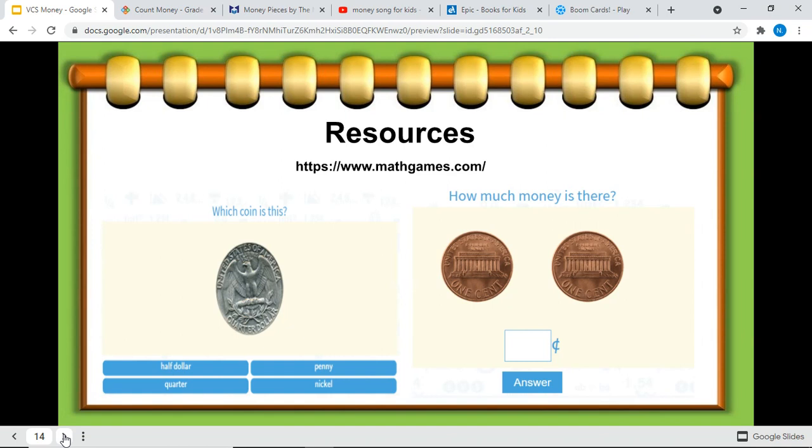There are many resources available to help teach money. One is mathgames.com, and you'll see different games that has questions for our students. Which coin is this? So the students would need to read and understand that this is a quarter. How much money is there? And students would need to add the two coins and type the number. So let's take a look at the site.